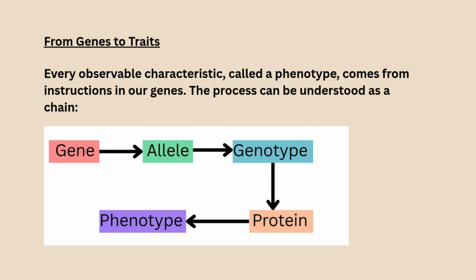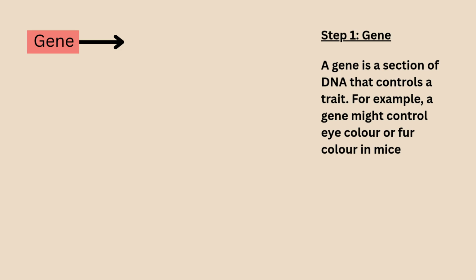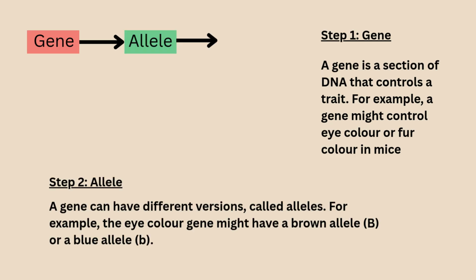From genes to traits. Every observable characteristic, called a phenotype, comes from instructions in our genes, and the process can be understood by looking at a chain. Step 1. The gene. A gene is a section of DNA that controls a trait. So for example, a gene might control eye color or the fur color in mice. Step 2. The allele. A gene can have different versions called alleles. So for example, the eye color gene might have a brown allele, big B, or a blue allele, little b.